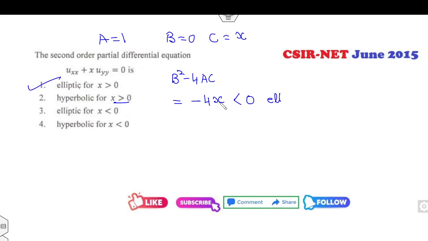When x is greater than 0, this number is still negative, it is not hyperbolic. When x is less than 0, it is positive, it is not elliptical. When x is less than 0, then it is positive. If it is positive, then it is hyperbolic. The correct options A and D are my correct answers of this problem.